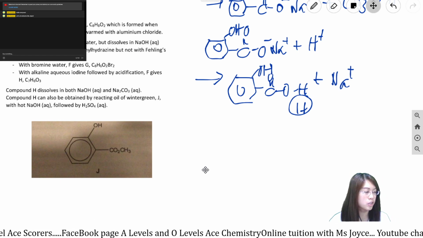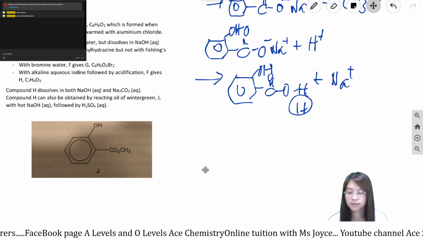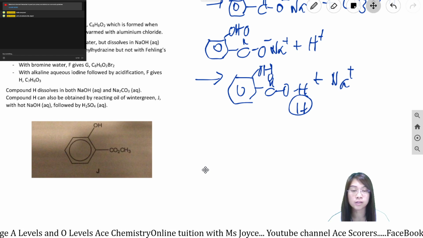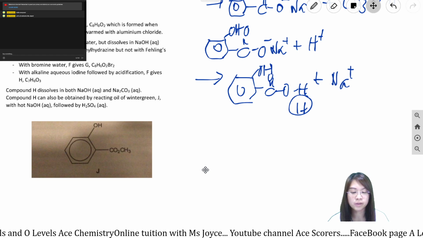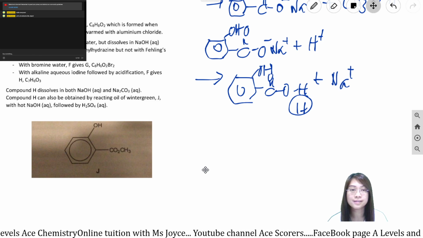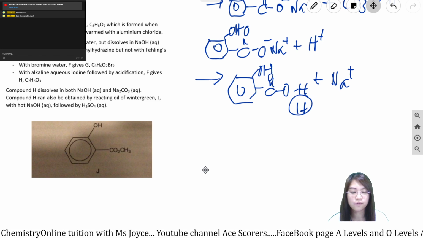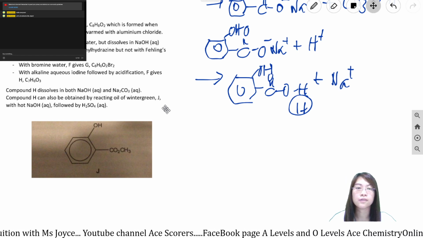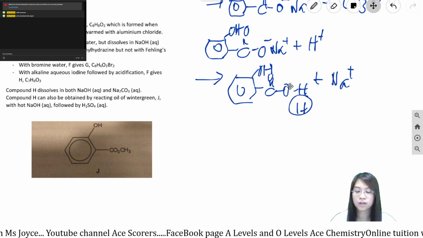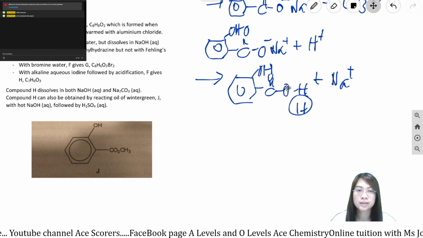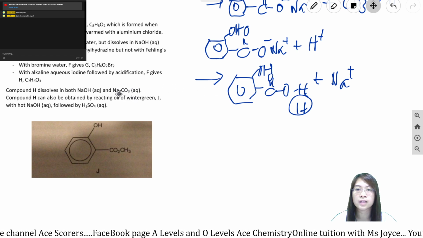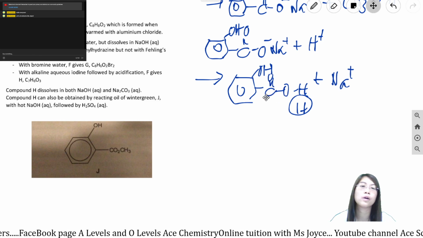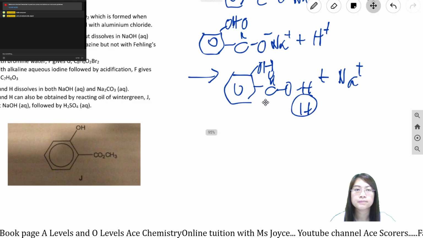Okay, and then back to the question, it has mentioned that compound H dissolves in both sodium hydroxide and sodium carbonate, which is correct because sodium hydroxide, an alkali, can react with the phenol group and also the carboxylic acid functional group. And because of the carboxylic acid functional group, it can also react with sodium carbonate, as we know that carbonate reacts with acid to form salt, carbon dioxide, and water.